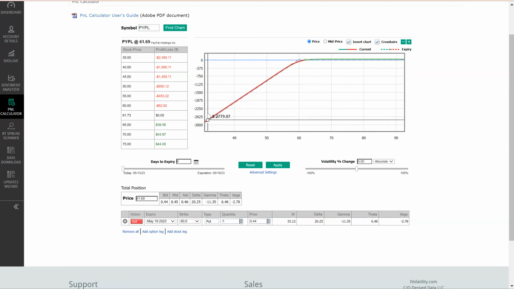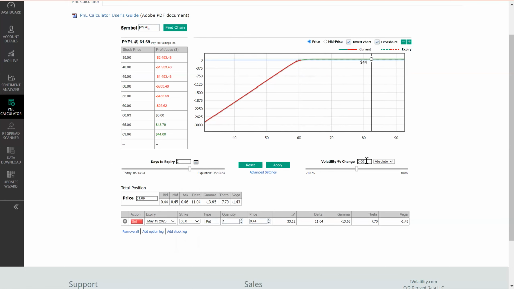Anything in red is where we're showing a loss. Different things we can play with here. We could say, all right, well, what do the numbers look like, again, 2 days, let's say, before expiration. So you can see our cursor has now moved. All right, 2 days out from our expiration date, May 19th, we could see what happens with our P&L.